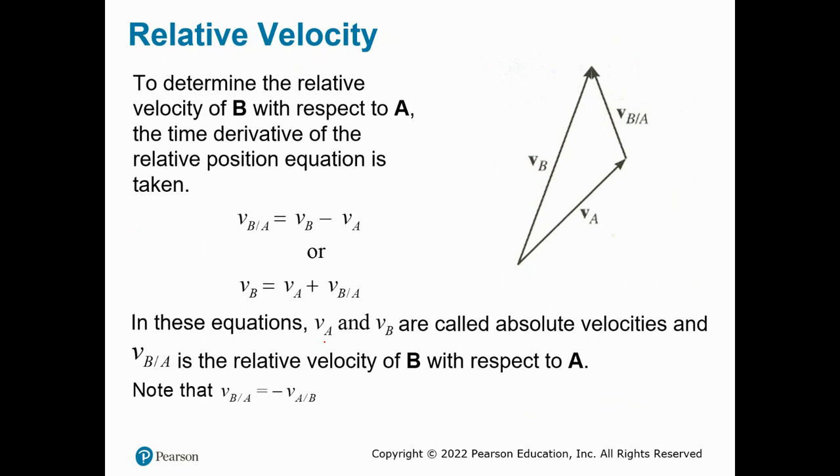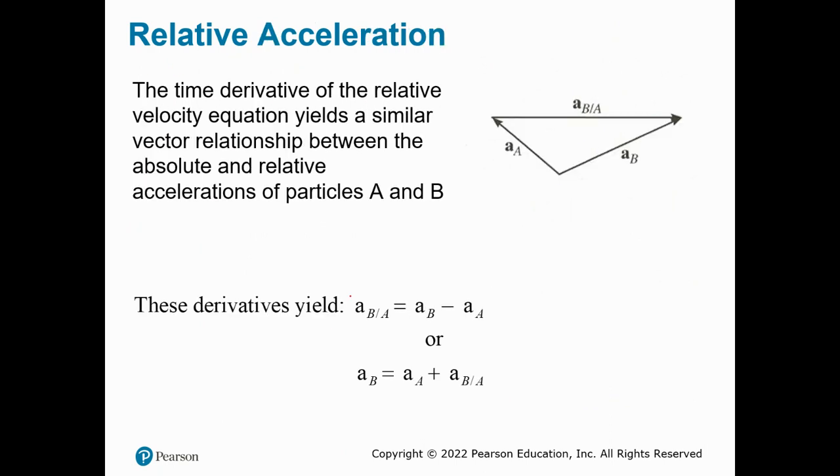Similarly, we're going to talk about relative velocity. To determine the relative velocity of B with respect to A, the time derivative of the relative position equation is taken as VB/A equals VB minus VA, or written the other way, VB equals VA plus VB/A. In these equations, VA and VB are called the absolute velocities, and VB/A is the relative velocity of B with respect to A. We notice here that if we write it backward, there will be a negative sign, so VB/A will equal negative VA/B.